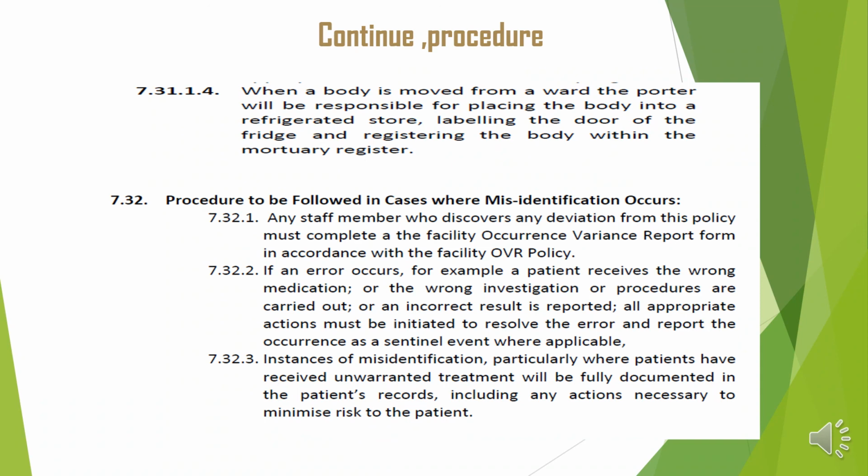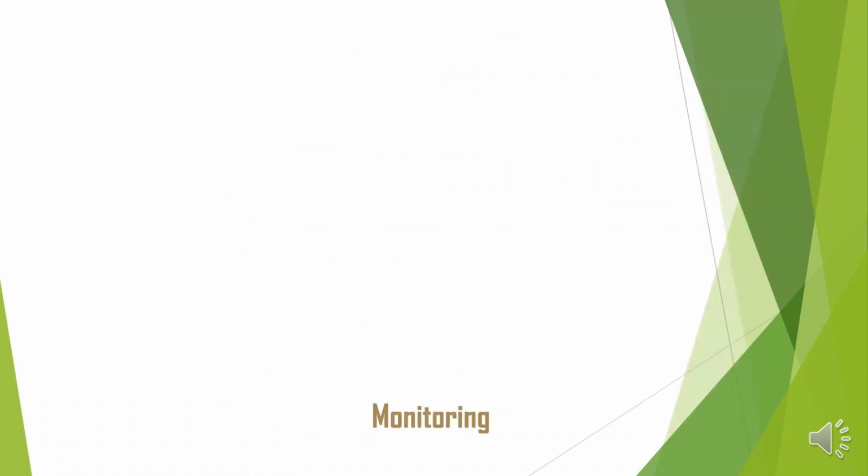If an error occurs, for example, the patient received the wrong medication, or the wrong investigation or procedure was carried out, or an incorrect result is reported, all appropriate action must be initiated to resolve this problem and correct it. And if a sentinel event happens, you have to report it and start your root cause analysis. But before that, you have to save your patient. An instance of misidentification, particularly where the patient has received unwarranted treatment, will be fully documented in the patient medical record. You have to document in the patient record what happened to the patient and what you did.